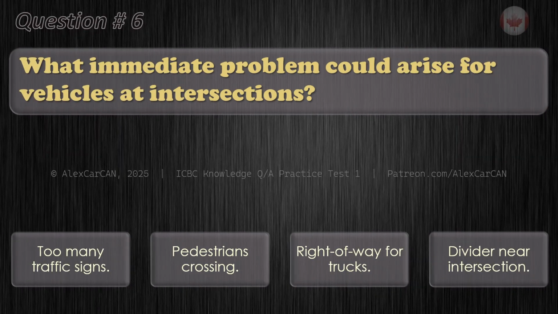Question number 6. What immediate problem could arise for vehicles at intersections? Too many traffic signs. Pedestrians crossing. Right-of-way for trucks. Divider near intersection. The correct answer is pedestrians crossing.